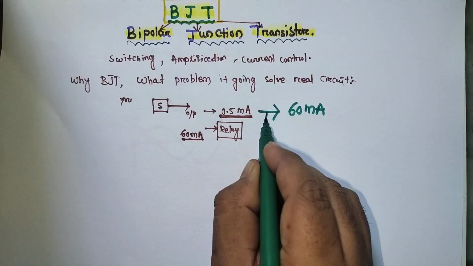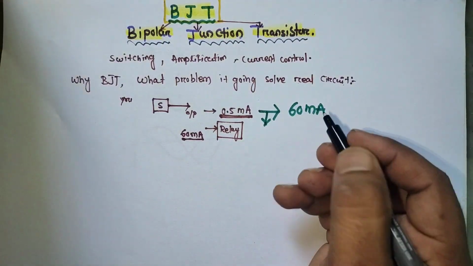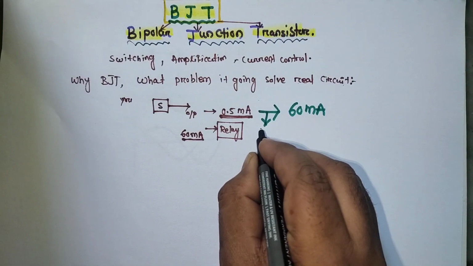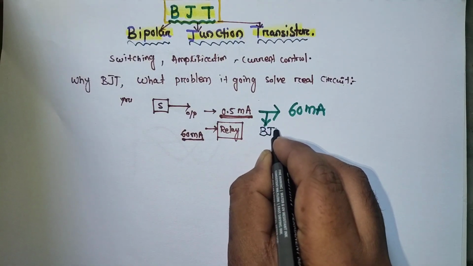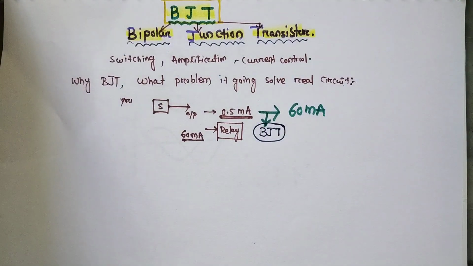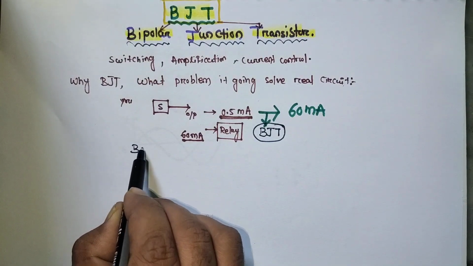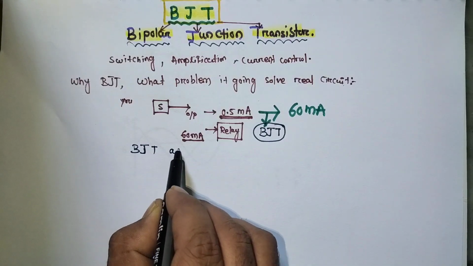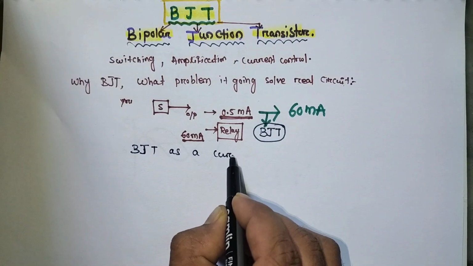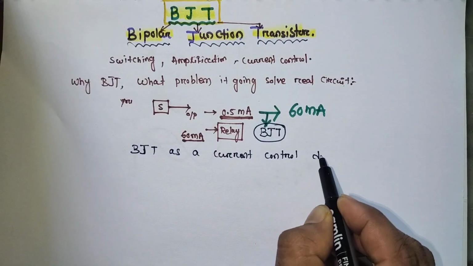For amplifying or controlling this current, we are going to use a magical device that is called BJT. This is the working of BJT, just one example we understood. This way we call BJT a current control device.